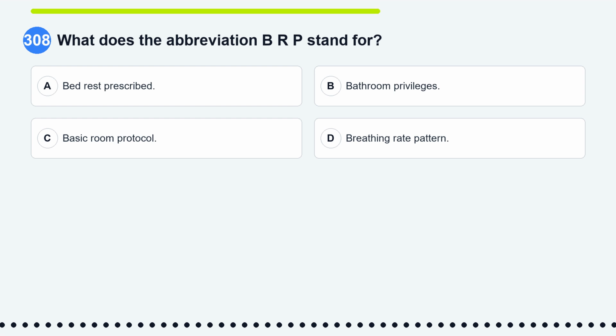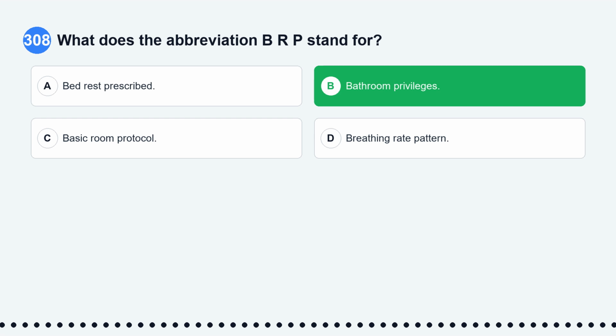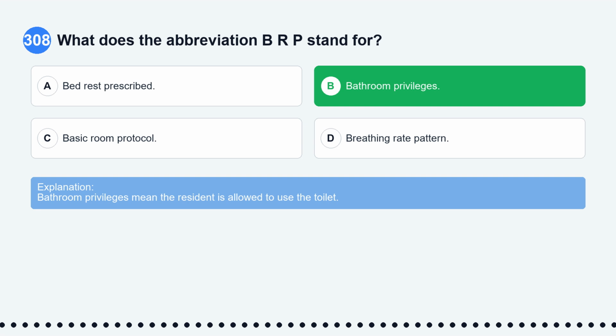Option A, bed rest prescribed. Option B, bathroom privileges. Option C, basic room protocol. Option D, breathing rate pattern. The correct answer is option B, bathroom privileges. Bathroom privileges mean the resident is allowed to use the toilet.